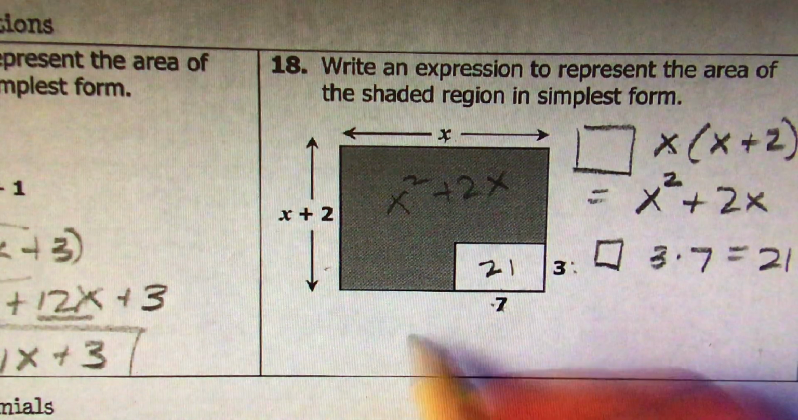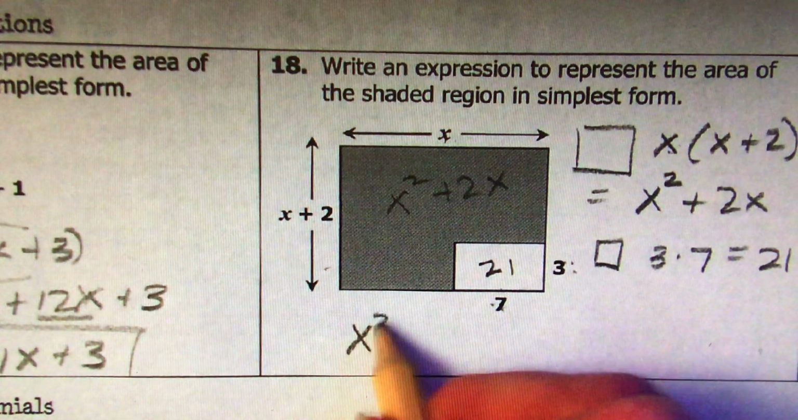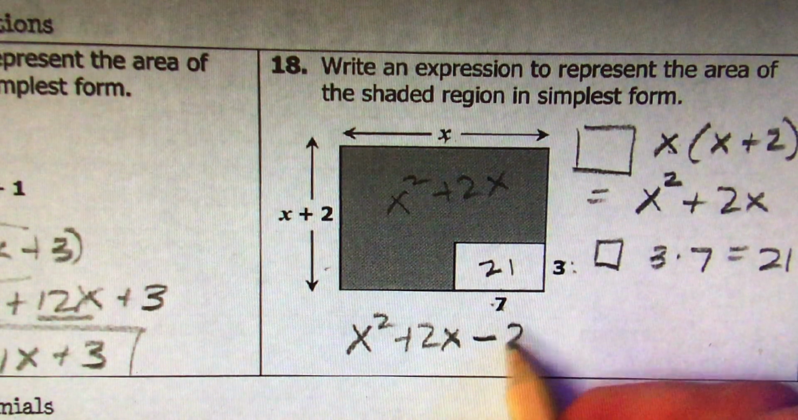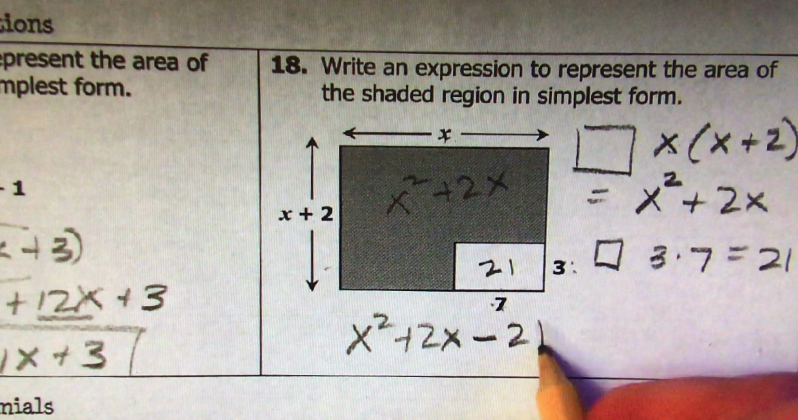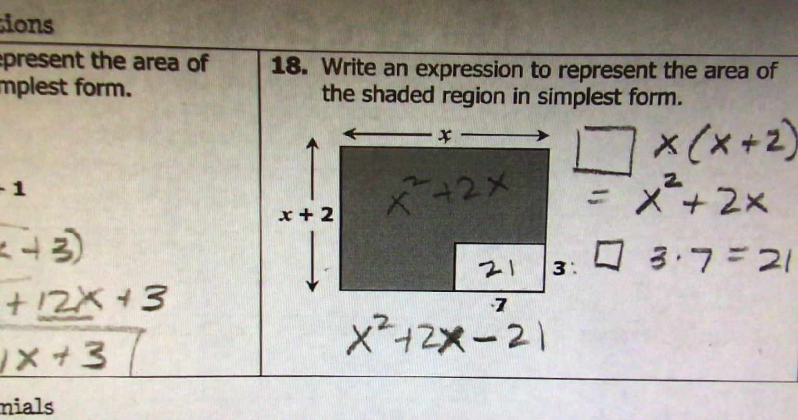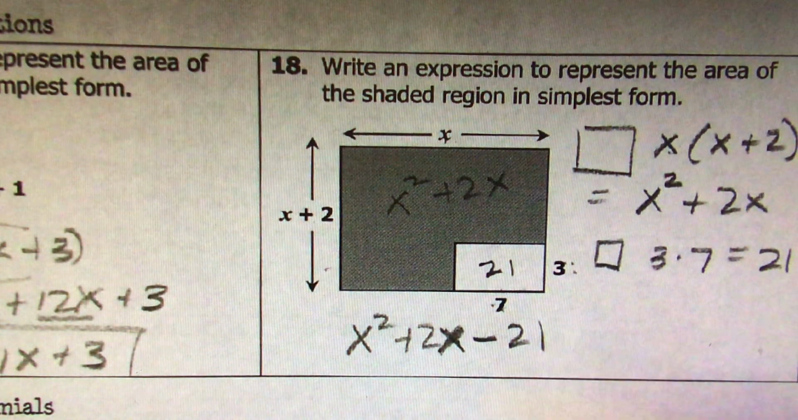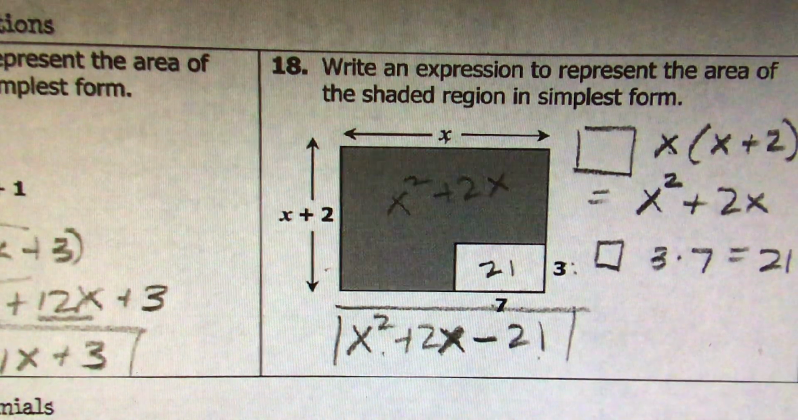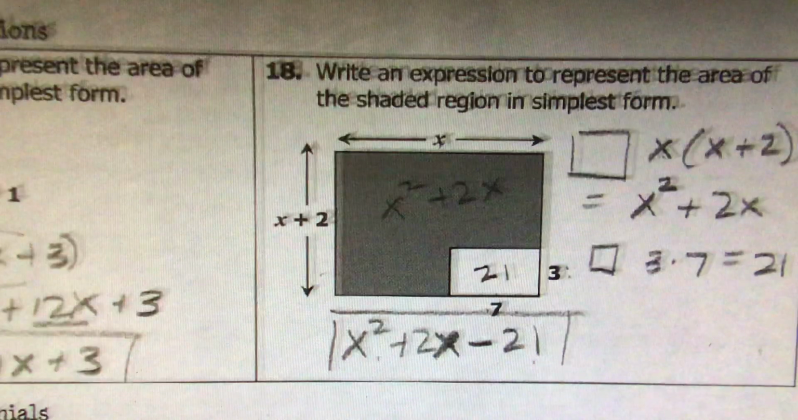And now I'm simply going to subtract them. So x squared plus 2x minus 21 is how I would express this. Can I combine anything, or am I kind of done? I'm actually kind of done. This is a quadratic trinomial, and I'm finished. That's as much as I can do right now.